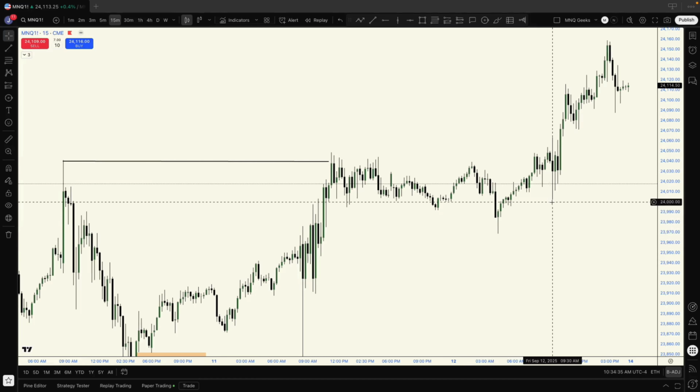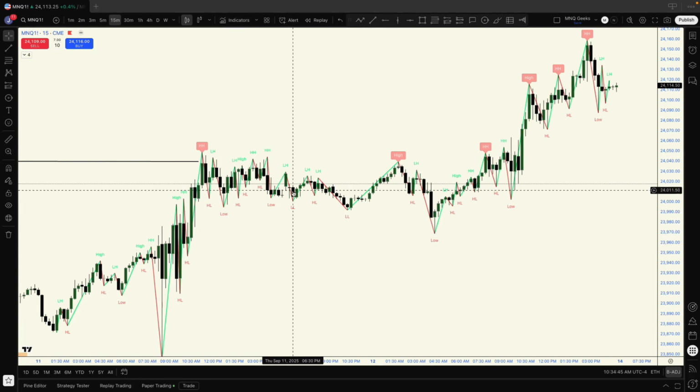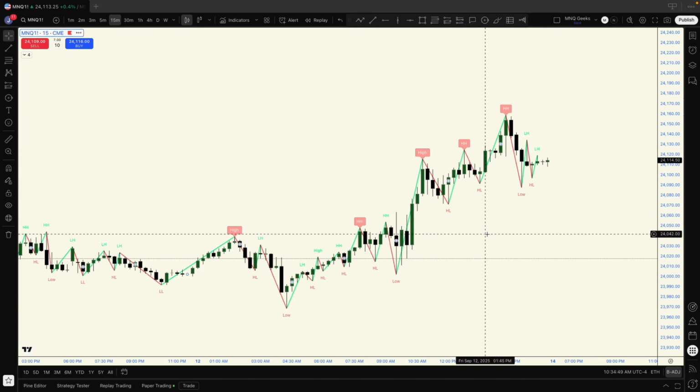So again, it's really easy to spot those with these long wicks, with unfilled imbalances, with highs and lows within the market. And there's actually an indicator that I used to use a lot. This one, Higher High, Lower Low Live by Lonesome the Ranger, I think it is. And it literally just shows you order flow. Like, it can tell you lower highs and lower lows. So it's a lot easier to see which way we're trending.